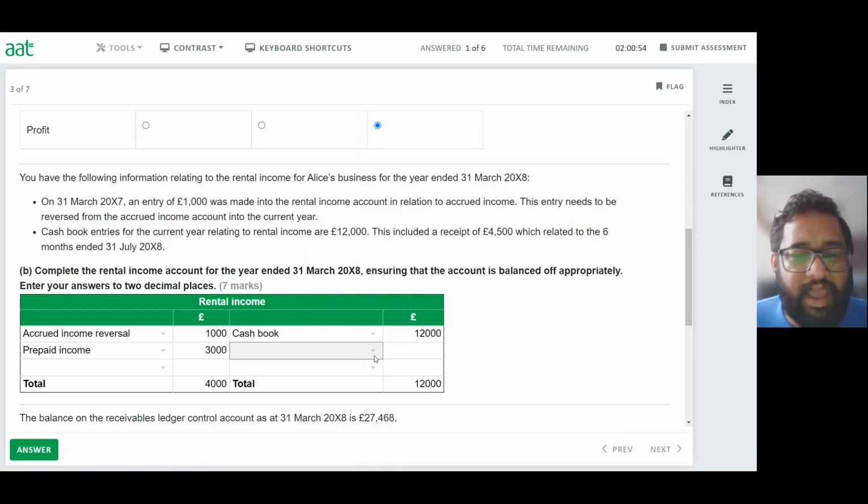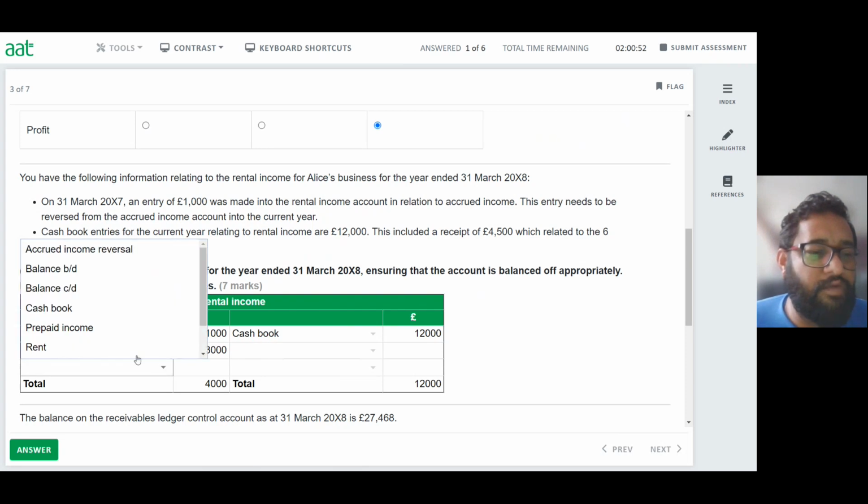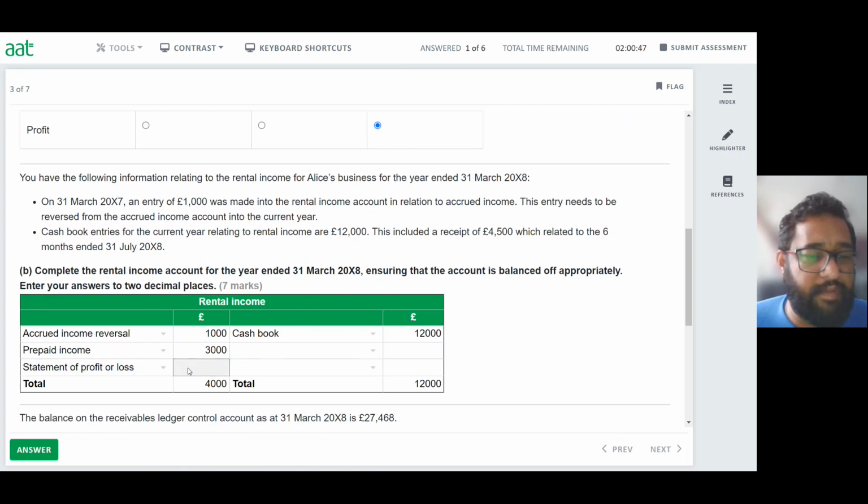So once you've done all of that here, the difference between those two will go as the amount we're going to transfer to the profit and loss statement for the value of £8,000.